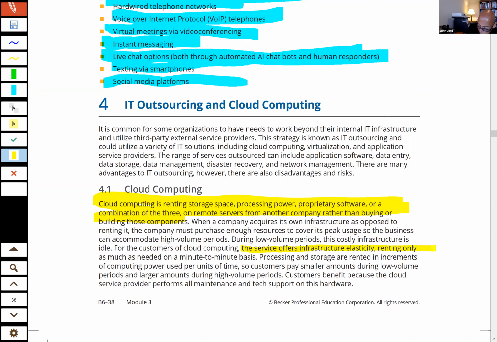offer infrastructure elasticity, meaning that we only rent as much as needed on a minute-to-minute basis. Processing and storage are rented in increments of computing power used per unit of time. So customers pay a smaller amount during lower volume periods and larger amounts during high volume periods. So rather than creating these systems, you can rent this time and have that elasticity, so that it grows and shrinks accordingly, and thus the cost grows and shrinks accordingly as needed.